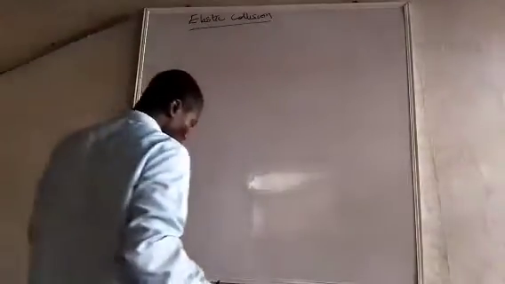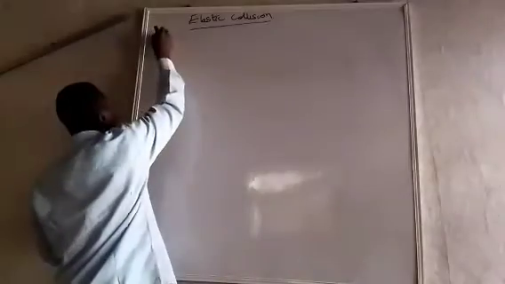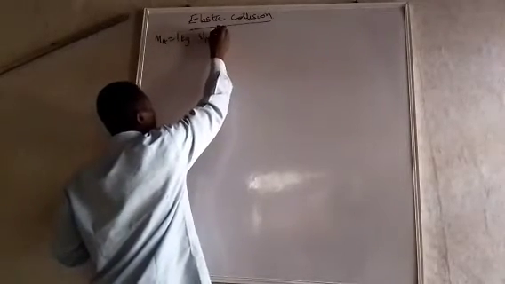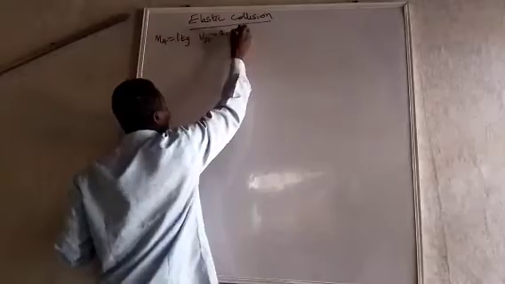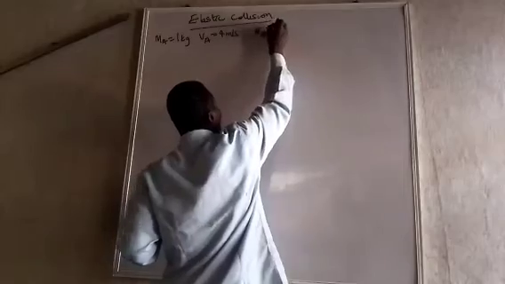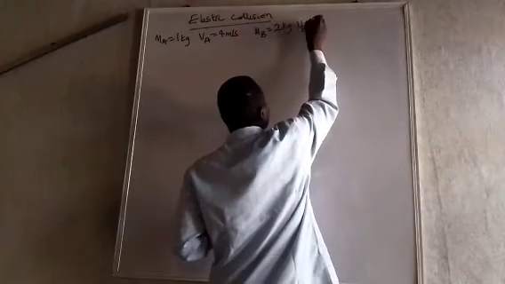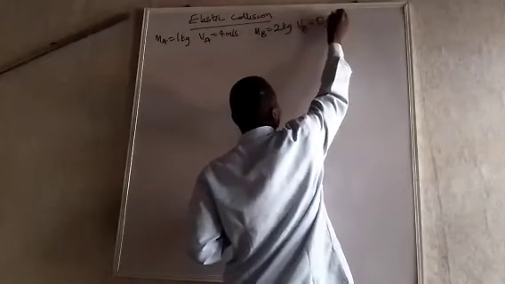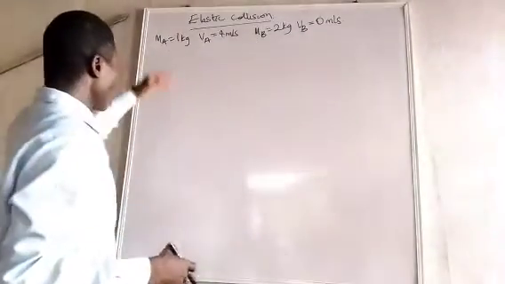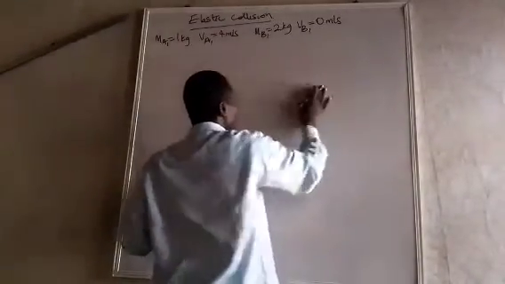Now, we are told that we have an elastic collision, and the mass of the moving one, Ma, is equal to 1 kg. Velocity is equal to 4 meters per second. The mass of the other ball, Mb, is equal to 2 kg. And we are told that it is stationary. So, Vb is equal to 0 meters per second. So, I will add a subscript because there is a collision. So, I will put 1 here to represent the velocity before collision.